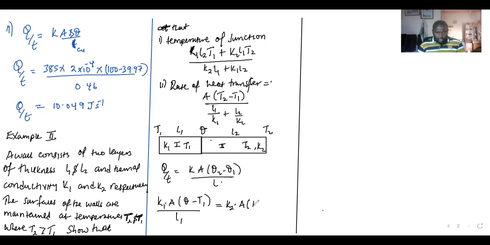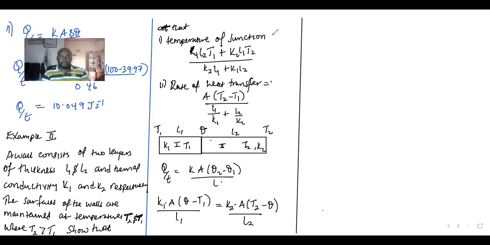times T2 minus theta divided by L2. So we need to make theta the subject according to the question. So just make theta the subject. We can cross multiply and have K1, L2.